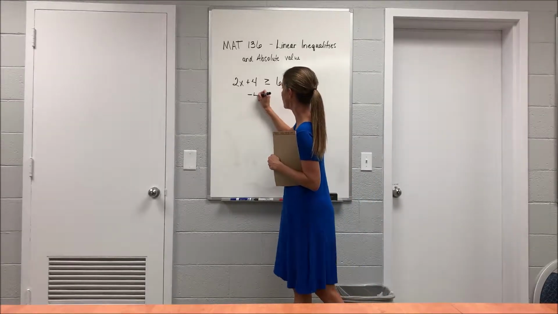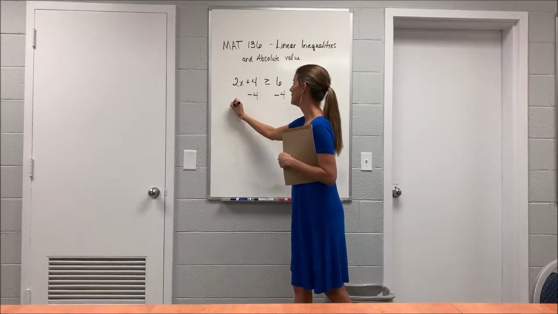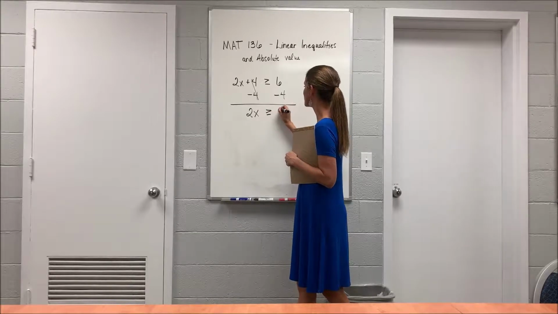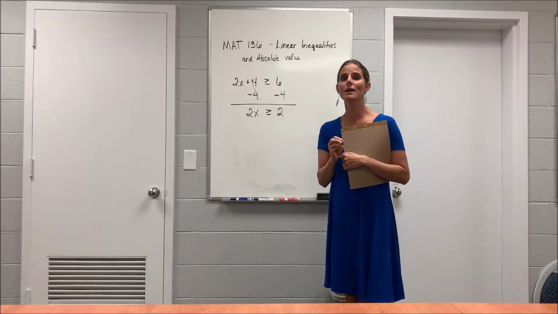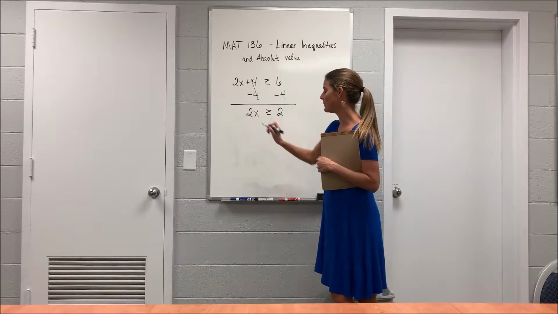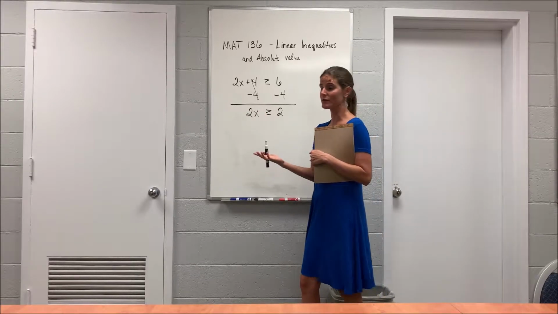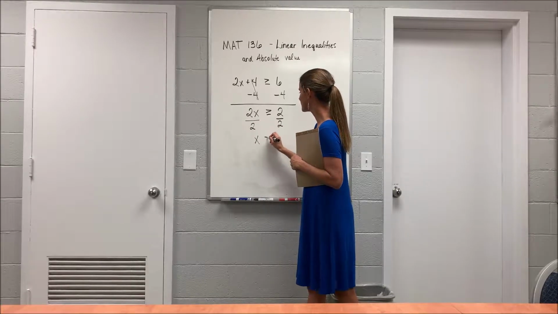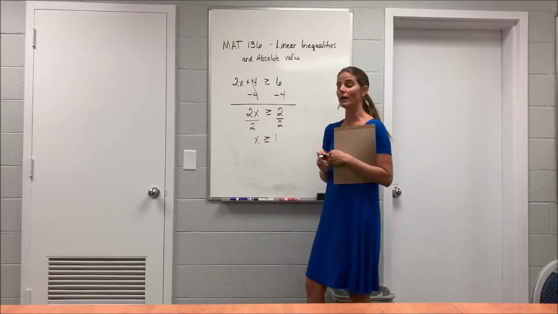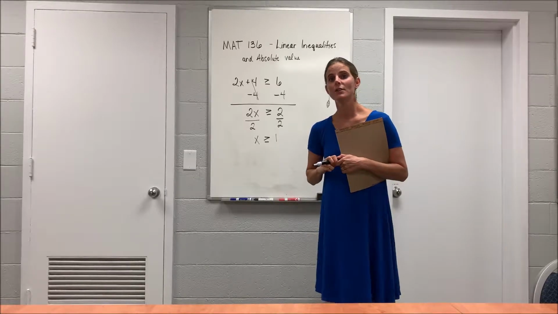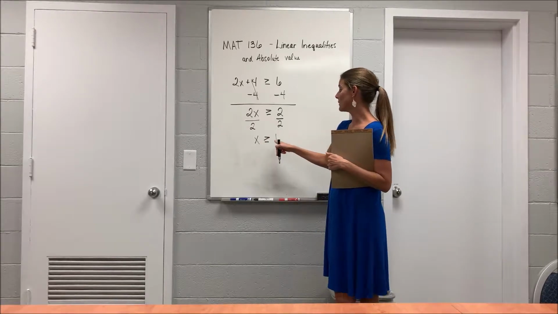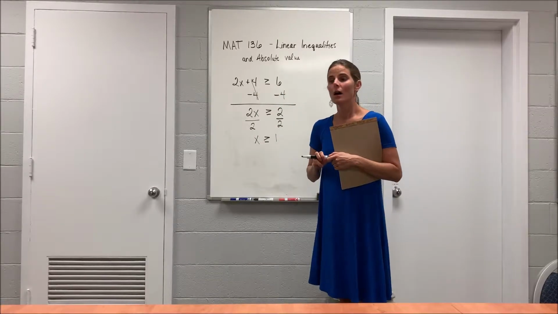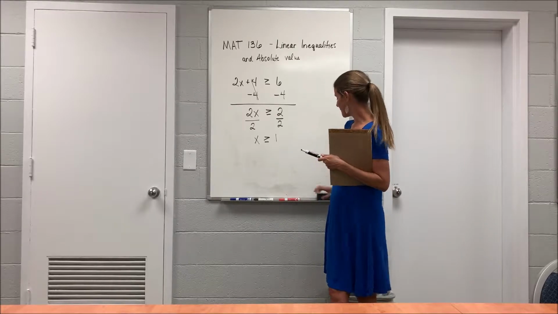We're going to subtract 4 from both sides first, and that leaves us with 2x is greater than or equal to 2. And then the next step is to get rid of that 2. That's 2 times x, so the inverse of multiplication is division. So divide by 2 on both sides, and we get x is greater than or equal to 1. And that's it. That's our answer. Any value of x that is equal to 1 or bigger than 1 will satisfy this inequality. So that's all that we need to do to solve for those.